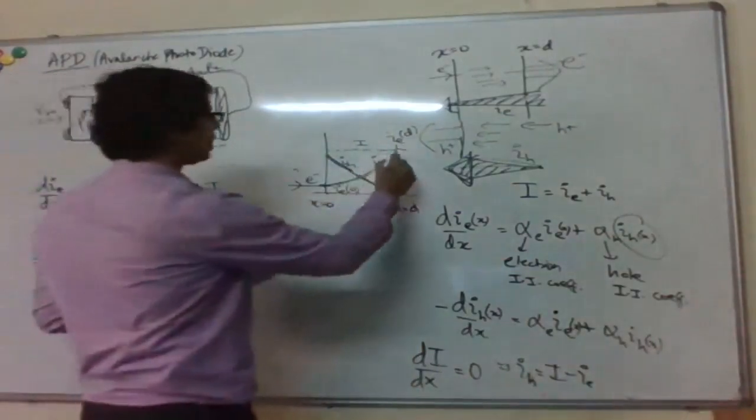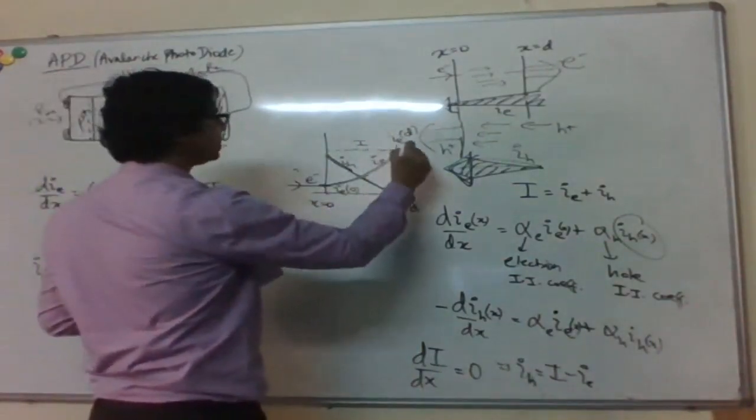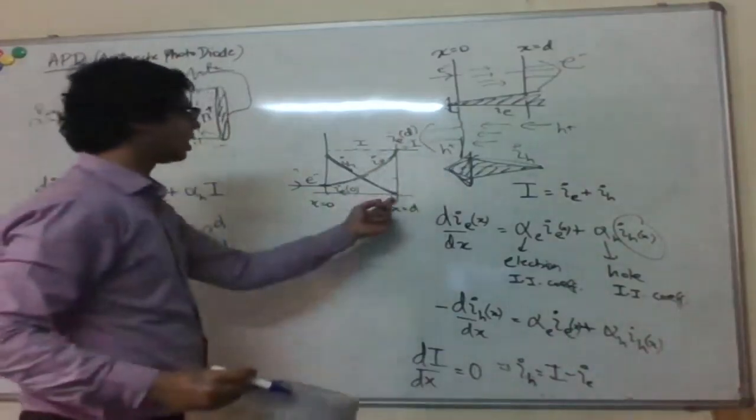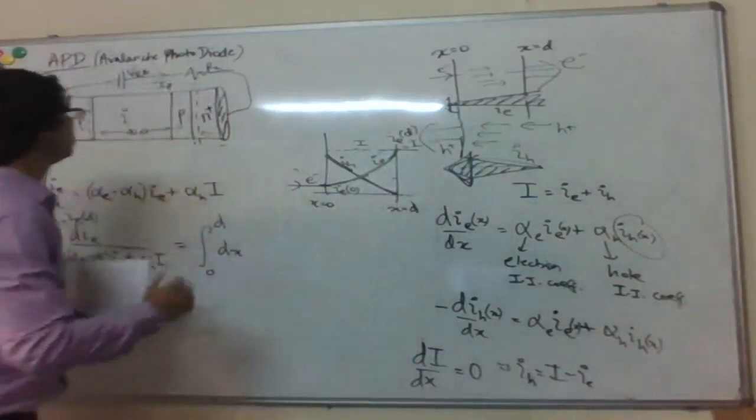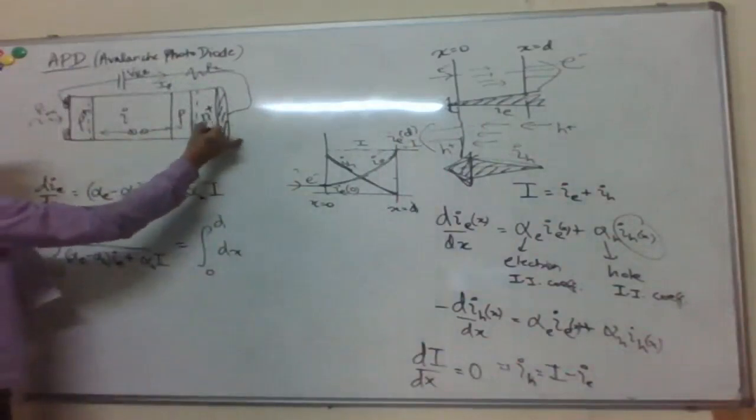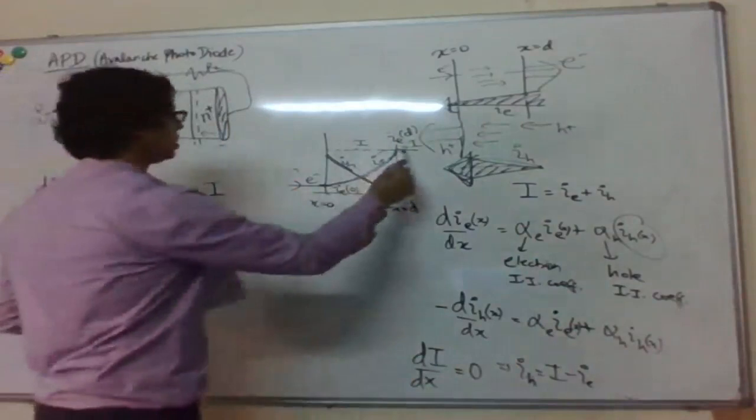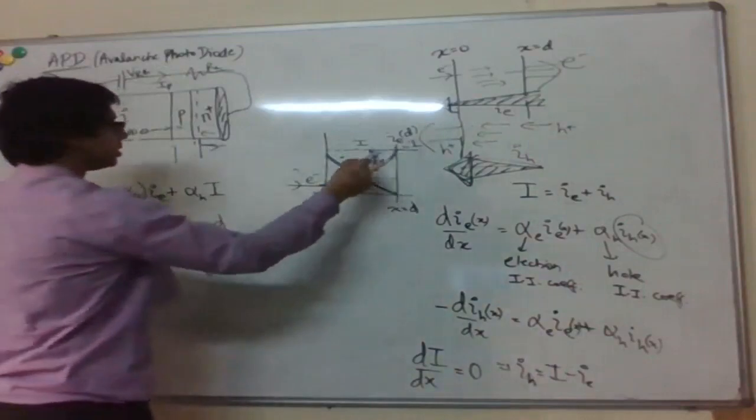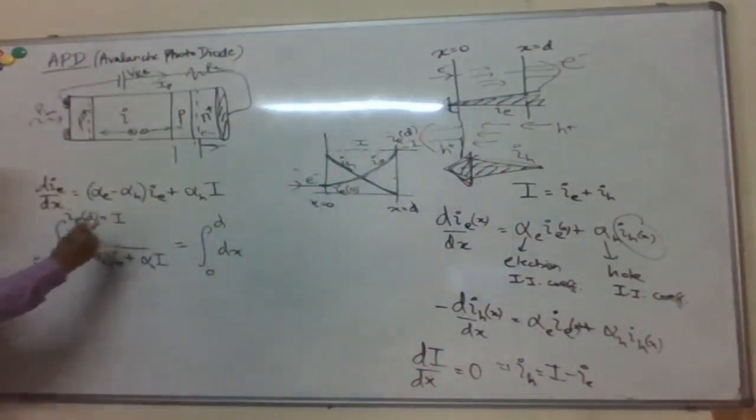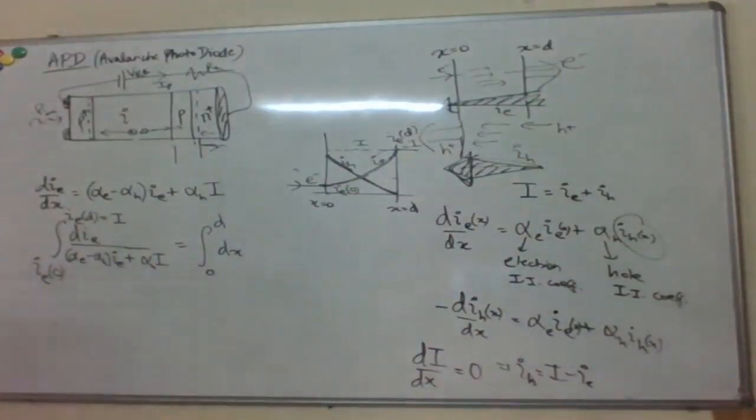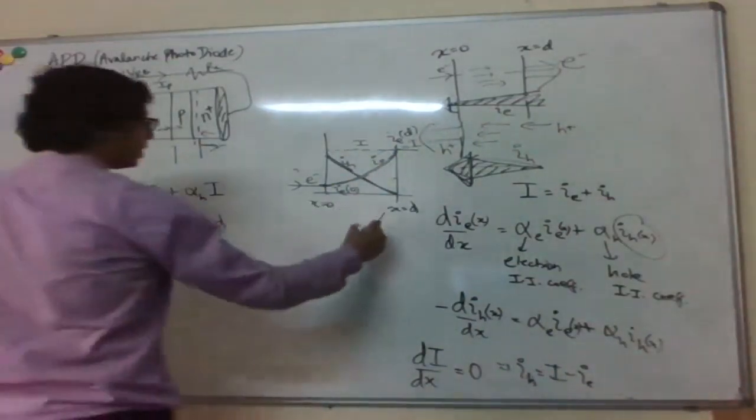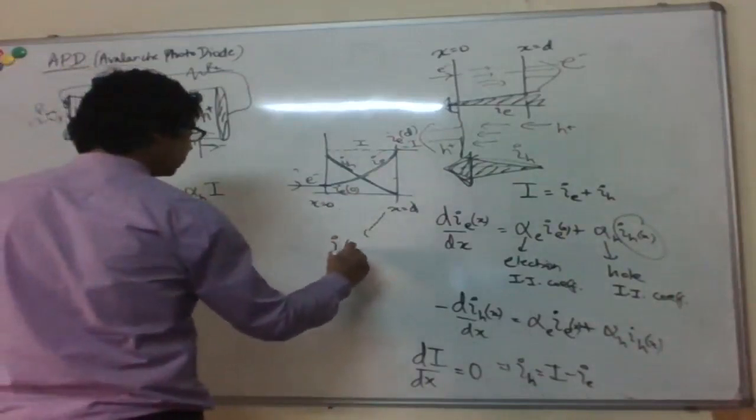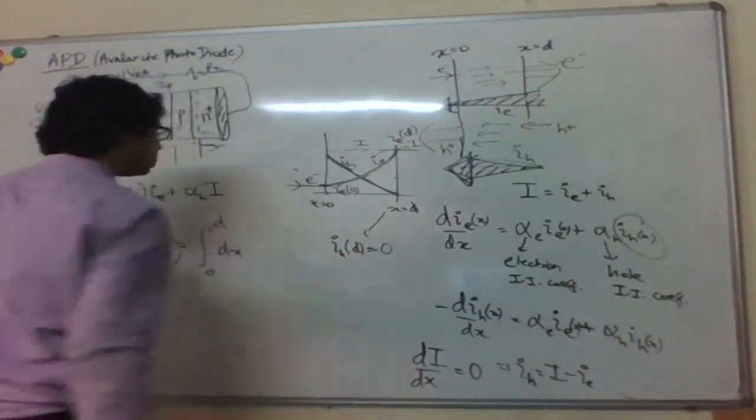avalanche region. At the end of the avalanche region, IE at D is just equal to the total current, because we're saying there is no hole current here. There are no holes coming from the N plus side. So the total electron current at the end of the multiplication region is just the total current, so IE at D is just equal to I. In other words, IH at x equal to D is 0.